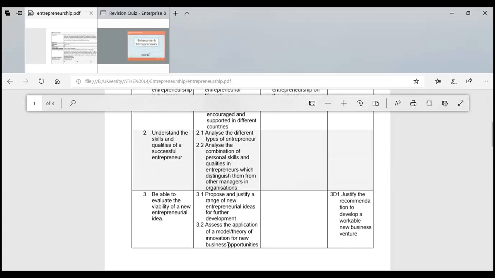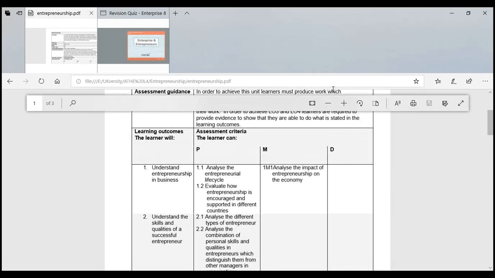So LO3, learning outcome 3, is to be able to evaluate the viability of new entrepreneurial ideas, and how we can develop new ideas in such a competitive and innovative world. So we need to look around those areas as well. We have different assessment criteria under each learning outcome.